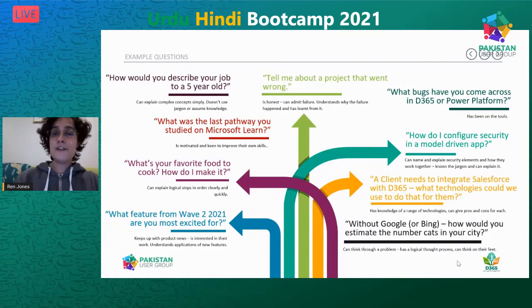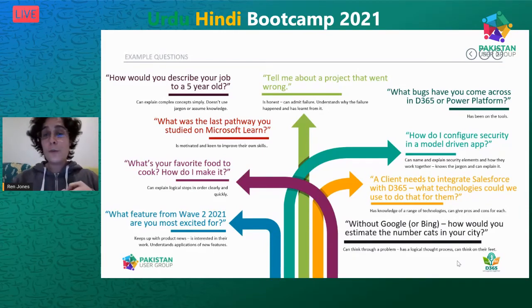Okay, so what's the last pathway you studied on Microsoft Learn? This is another one of those things that checks whether they are keeping up to date with things, making sure people are actually invested in their work and actually going out and learning. Microsoft Learn, everybody should be on there. It's the basis of your certifications, but not only that, it's a really great way to quickly upskill on stuff. So make sure people have got their own account and they're actively on there.